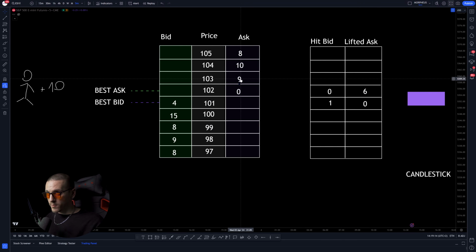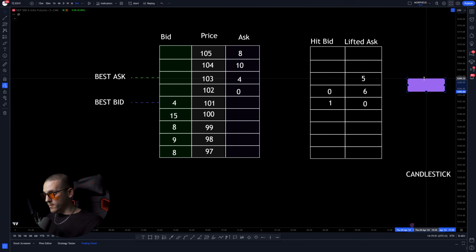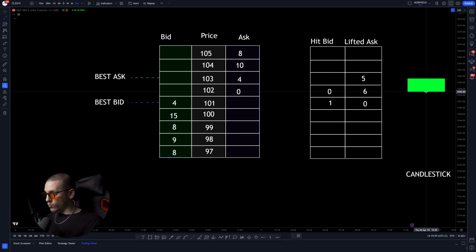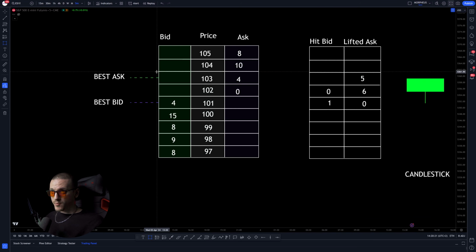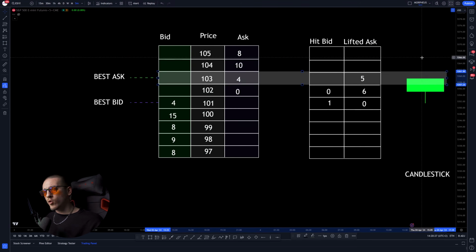so 5 of them will be taken from these 9. So this will become 4, and 5 contracts will be executed right here. Because since now there's 0 contracts here, the best ask will become this one. So these 10 orders have been executed, and now the candle went from here in one order, in 1 millisecond, here, and became a long candle, and left us a little wick over here. So the current price is this one. The current price is the last price at which at least one order has been executed.